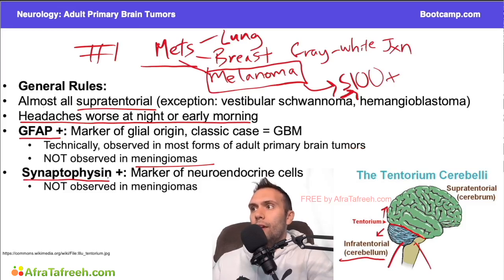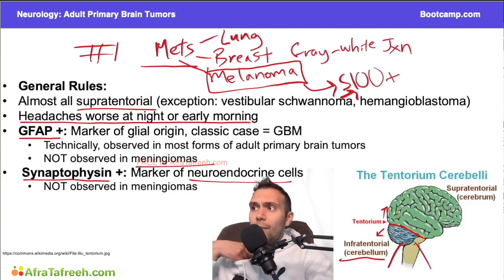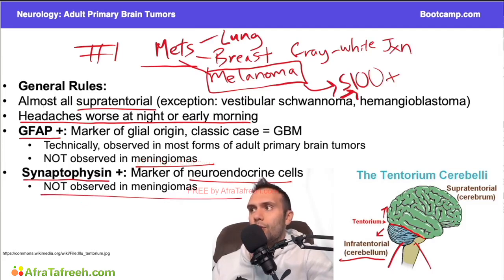Okay, synaptophysin is a marker, as is chromogranin A, and these are markers of neuroendocrine cells. Classically, you'll see these in pheochromocytomas, neuroblastomas, also not observed though in meningiomas. So sometimes this comes up where they ask about markers, and just remember that these are not seen or observed in meningiomas.